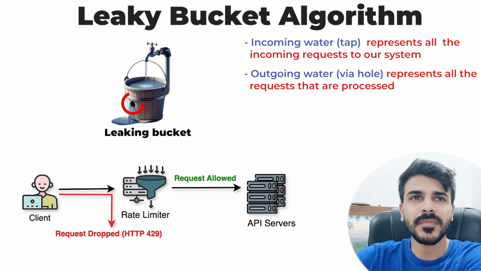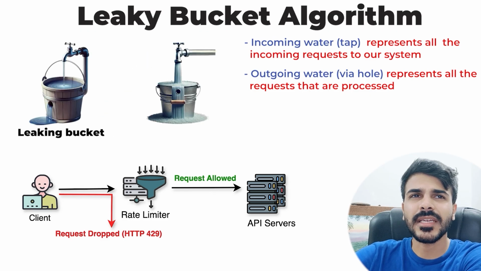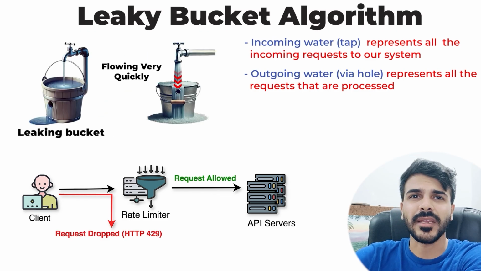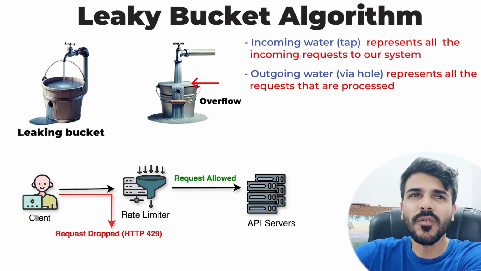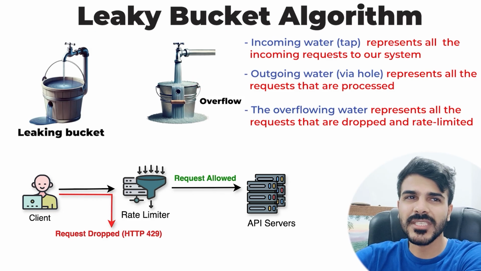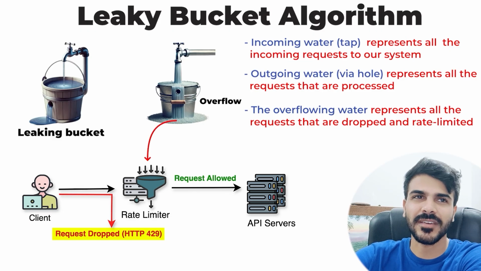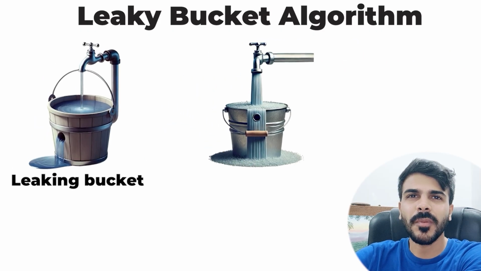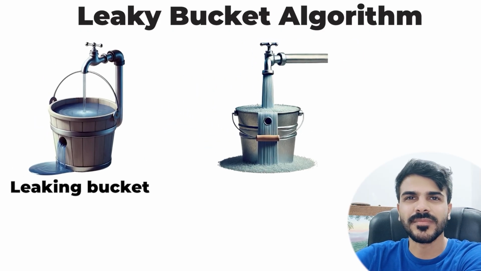Third, there can be a scenario when the water from the tap is flowing very quickly. So there would be an overflow in our bucket. In those scenarios, this overflowing water from the bucket would represent all the requests that are dropped or, quote unquote, rate limited. Also, the bucket represents the processing queue.